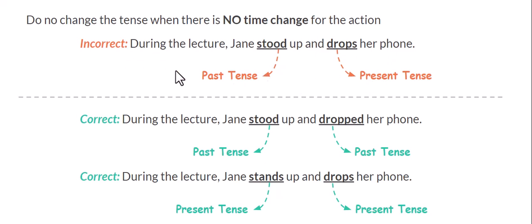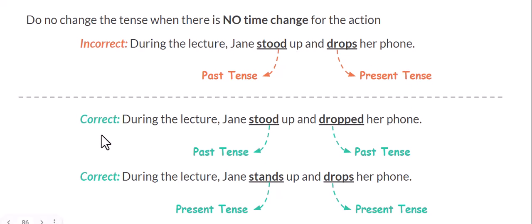So why is this sentence incorrect? What do you think? Why is this sentence incorrect? Because we use here two tenses, the past tense and the present tense. But you need to know that this is wrong. So why is this wrong? Because the time of each action is the same. Okay? Each action happened at the same time. We have to use the same tense.